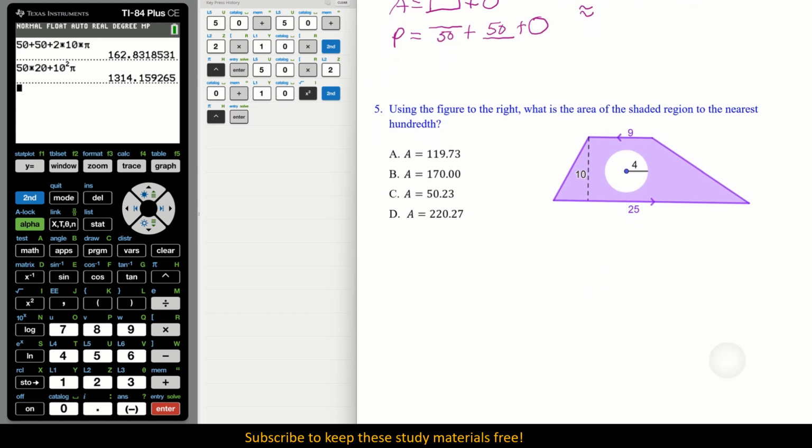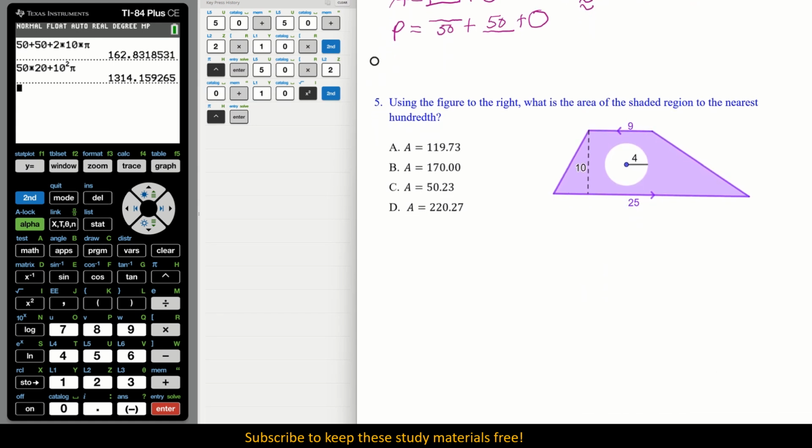In this situation, this is a composite figure. And let's see what we're being asked. Using the figure to the right, what is the area of the shaded region to the nearest hundredths? So we have a situation where the area equals the trapezoid minus the circle.